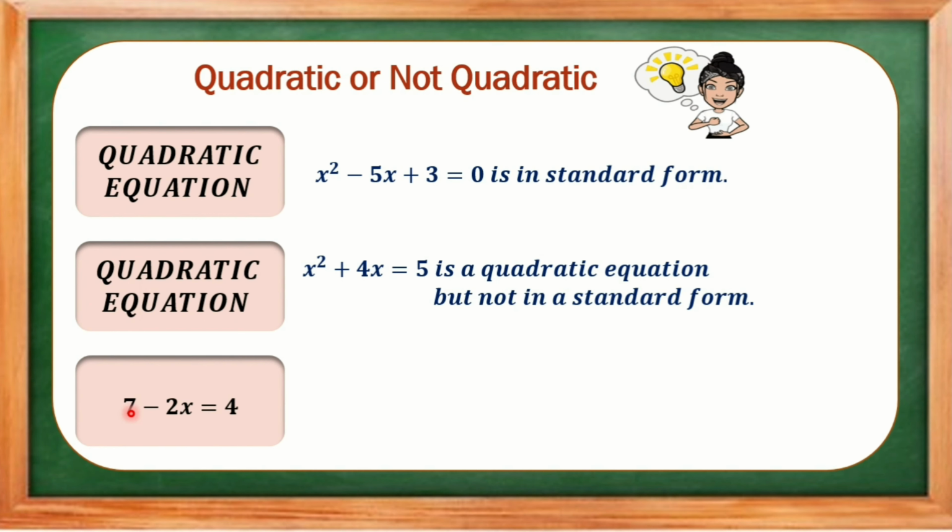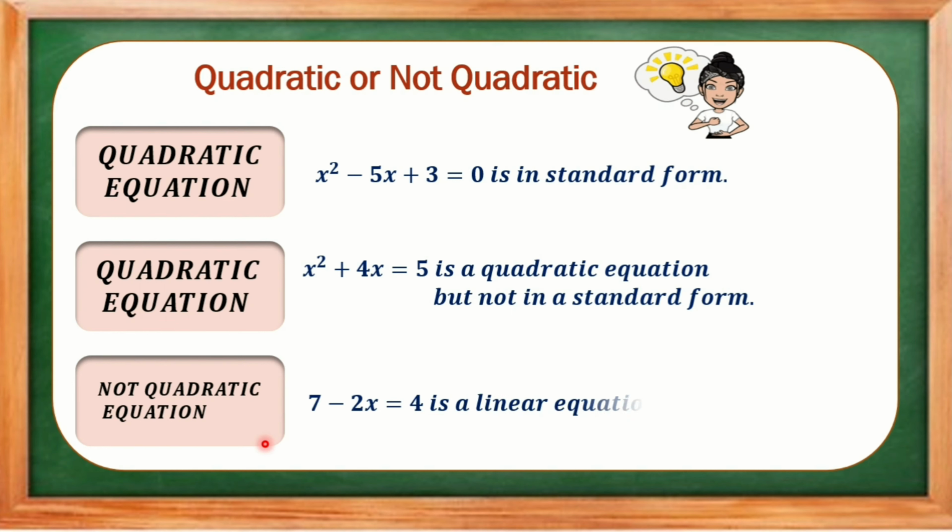Third given, we have 7 minus 2x is equals to 4. Is it a quadratic equation or not? Okay, so it is not quadratic equation. Why? 7 minus 2x is equals 4 is a linear equation. Because this equation ay nasa first degree or yung highest exponent niya ay 1. So wala kayong makikita dito na exponent na 2. Kaya hindi siya quadratic equation.